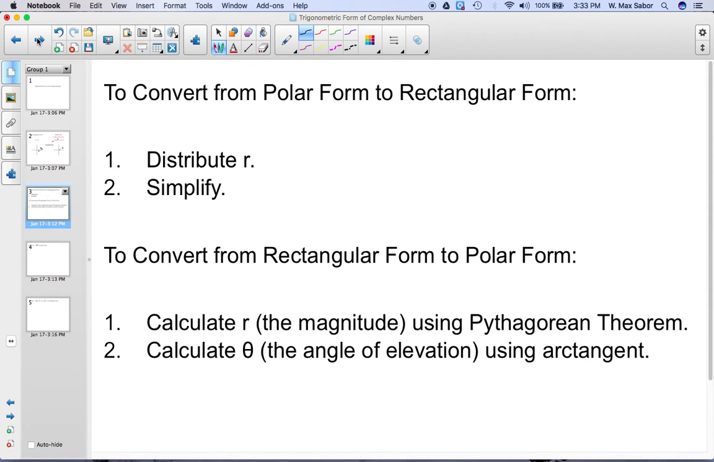So the next thing to do is, well, how do we know that two numbers are the same in these different forms? Well, to convert from polar form to rectangular form, you're just going to simplify by distributing the magnitude and then simplify. To convert from rectangular form to polar form, you want to calculate the magnitude using Pythagorean theorem and calculate the angle of elevation using arctangent.